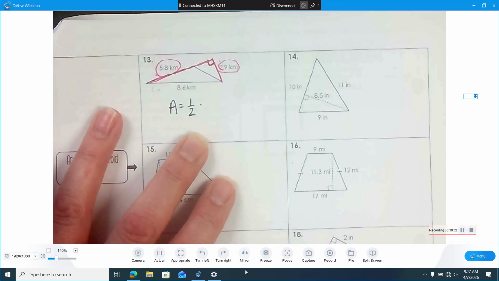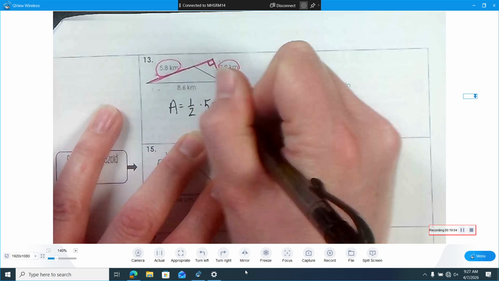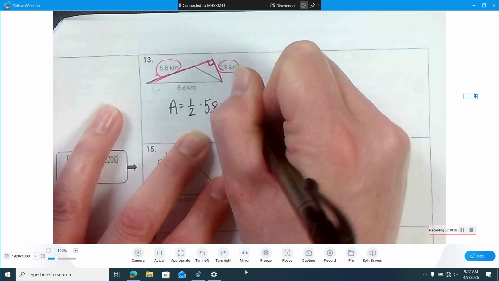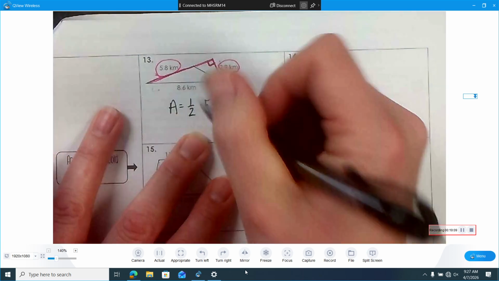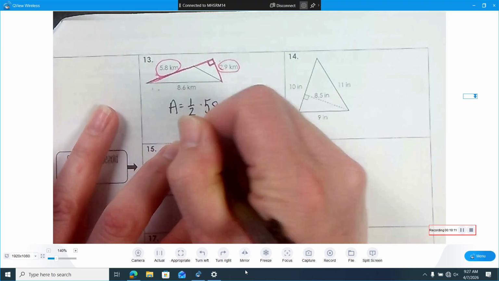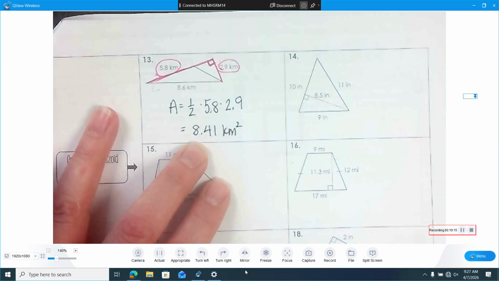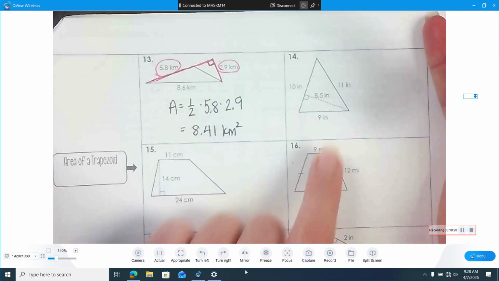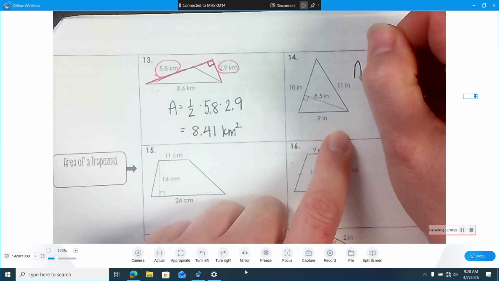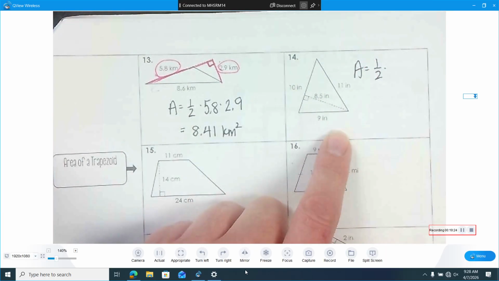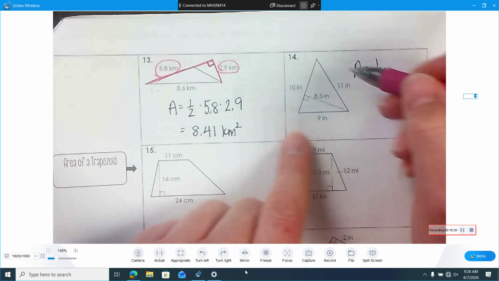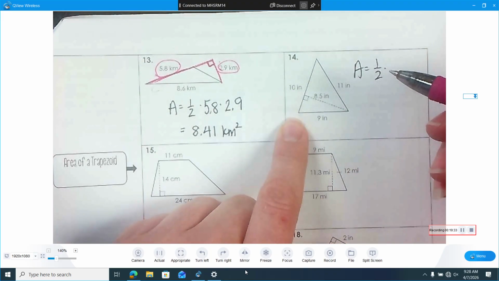Okay, so that is pretty tricky to know. That right angle is super important. So 1/2 times 5.8 times 2.9 gives me 8.41 kilometers squared. All right, again, on number 14, I have a triangle, so I know it's 1/2 of the base times height. So again, we've got to figure out what's our height and what's our base. What's the base then?